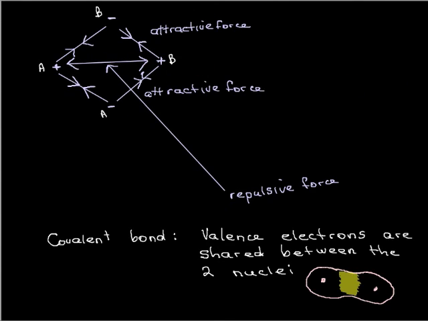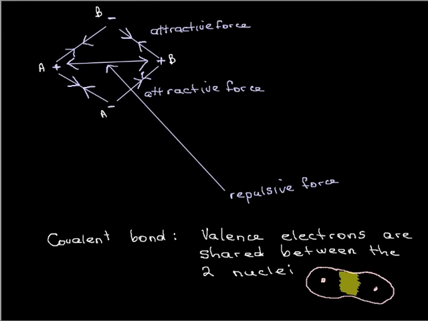At some distance, there is a maximum attractive force between the two nuclei. At this point, we have a covalent bond. The distance between the nuclei is the bond length. In covalent bonding, each atom achieves a full outer level of electrons.